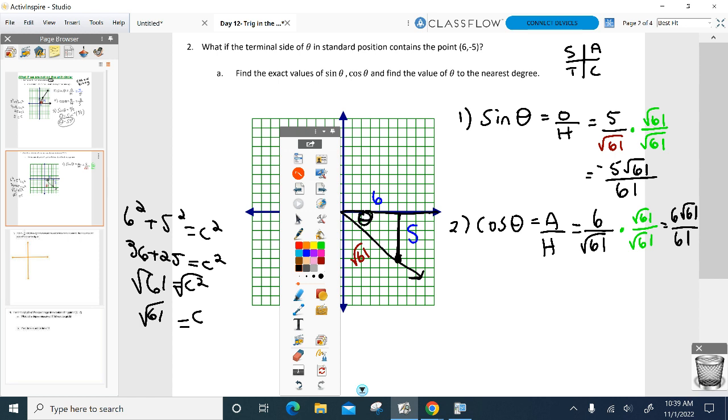Okay, last part. Find the value of the angle. What is theta? We're in what quadrant? So my answer at the end, if it's correct, should be between 270 and 360.